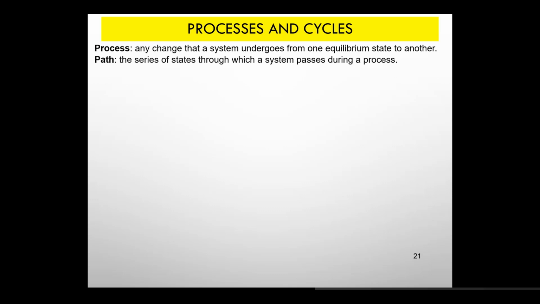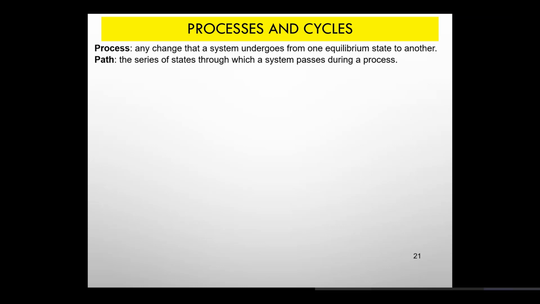Going from state one to state two, with multiple states in between. So the process is going from one state to another state, where both the states are equilibrium. And the path is where multiple states come in between as you move from state one to state two. All these states are equilibrium states.